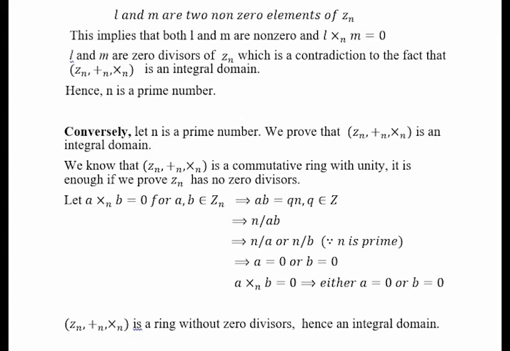So the condition proves that if a into b is 0, then either a is 0 or b is equal to 0, which proves that Zn has no zero divisors. Hence Zn is an integral domain.